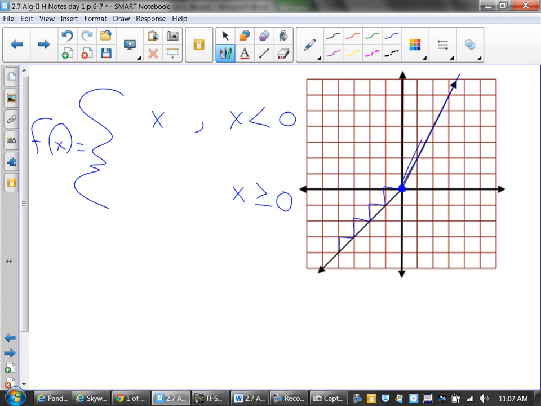The other graph also has the y-intercept of 0. What's its slope? 2. So what's your equation? Perfect. And you're done. You wrote the equation.